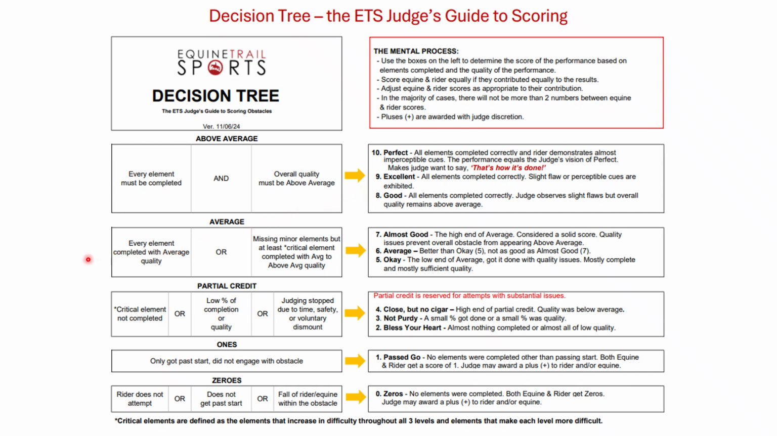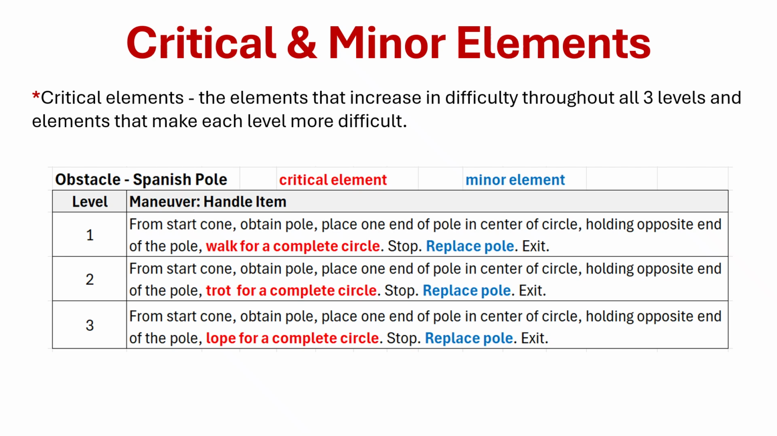Moving down to average. This would be when every element was completed with average quality, or they were missing a minor element, but at least the critical elements were completed with average to above average quality. Let's discuss what critical and minor elements are. A critical element is defined as the elements that increase in difficulty throughout all 3 levels, and elements that make each level more difficult. A minor element is not connected to another element and is the same for each level, such as an instruction to stop at the end cone or replace the item before exiting.